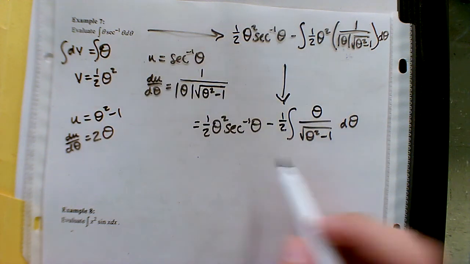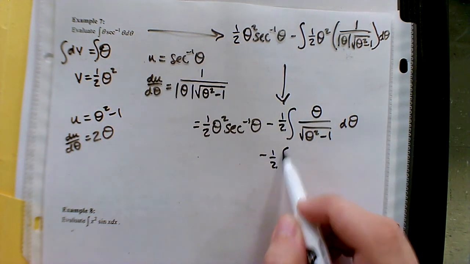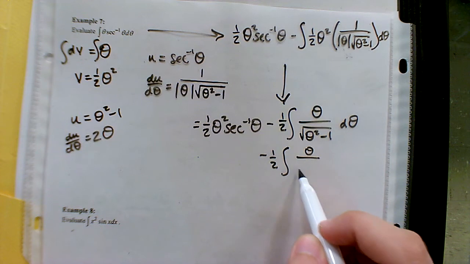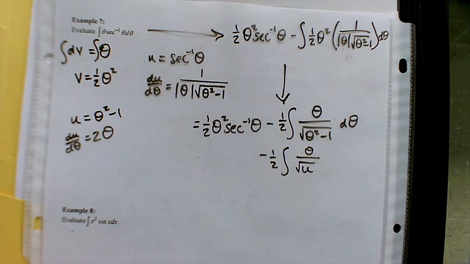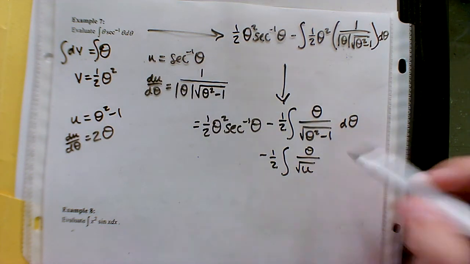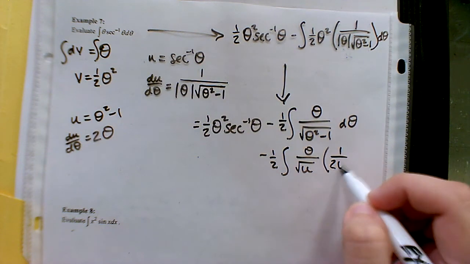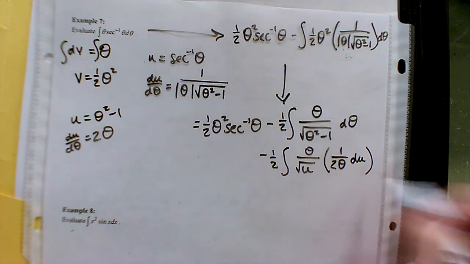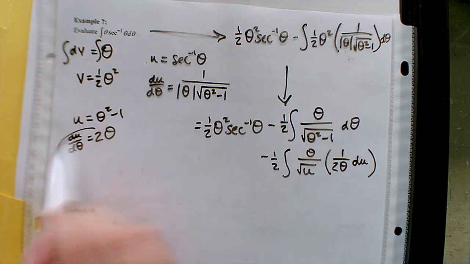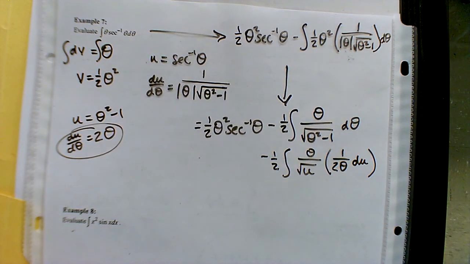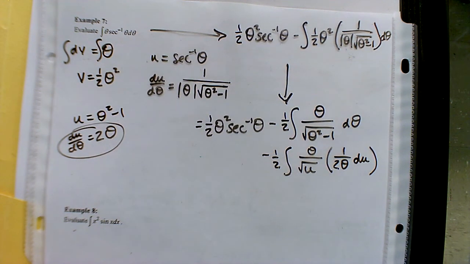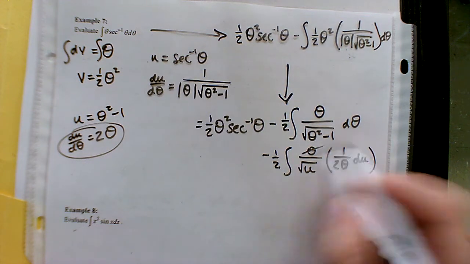Alright, so let's rewrite it. We would have theta over the square root of u, and then d theta would be 1 over 2 theta du when you use your derivative equation. Will the x's, aka thetas, cancel out like we need to in u sub? Yep.